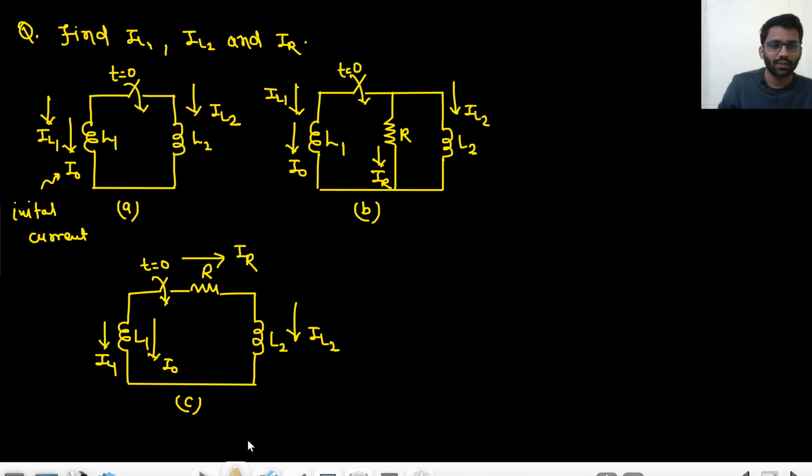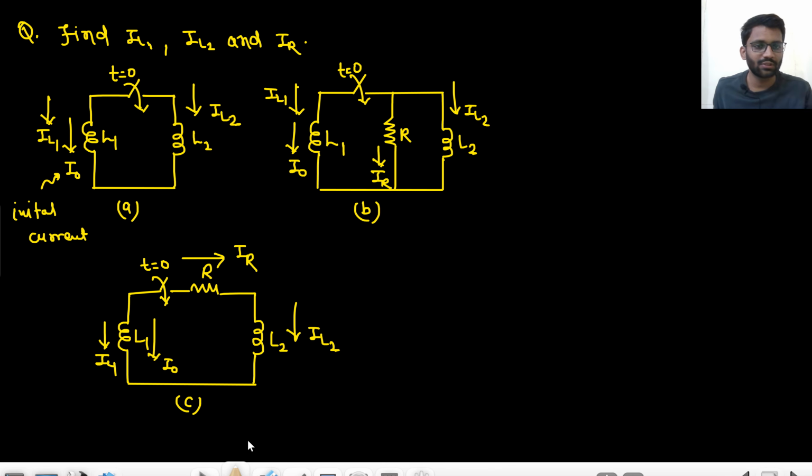Hello everyone. So now we will solve these three circuits. In these circuits, L1 is having an initial current of I naught. In all three circuits, L1 initially has I naught current and L2 has zero current. The current in L1 is IL1, the current in L2 is IL2, and the current in the resistance is IR. The switch is closed at t equals 0. You have to draw the current waveform.